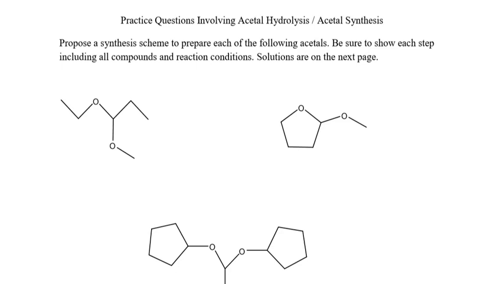So this particular practice exercise gave you 3 different structures and asked you to go ahead and figure out how to make them. So here's what I'm going to do. Let's start with this first one on the left. When I break this apart, the main thing to remember is that all acetals form initially from a structure that must have a carbonyl bond and must also have an OH bond, because that's where our initial reaction takes place.